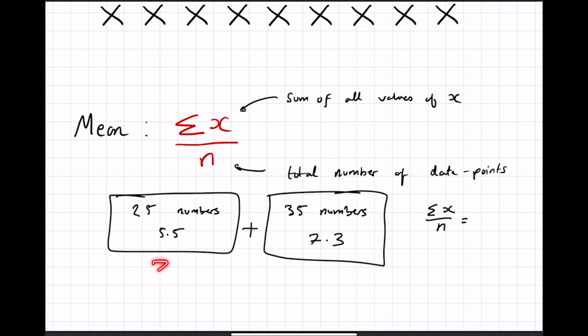Data set number 1 had 25 numbers, this one has 35. Put them together and you'll get the total your new data set should have. So here we can see it should be 60. And how did I get that 60? I did 25 plus 35. So that's the easy part.